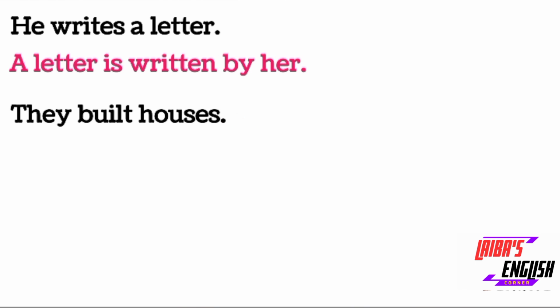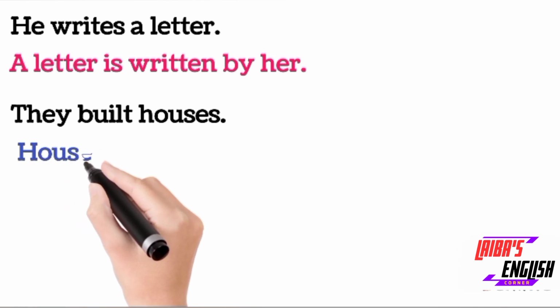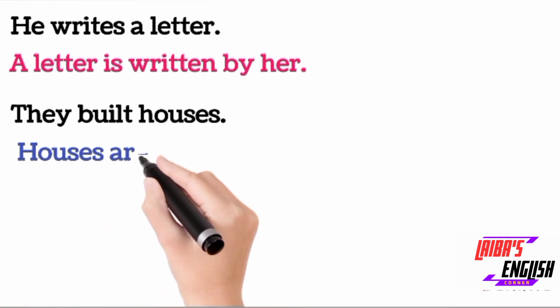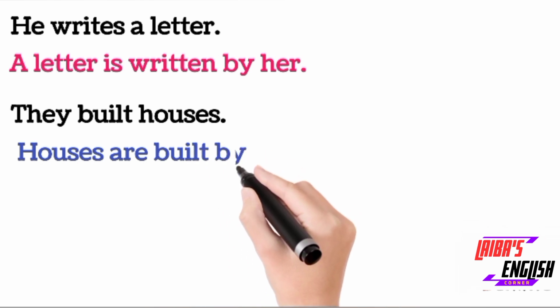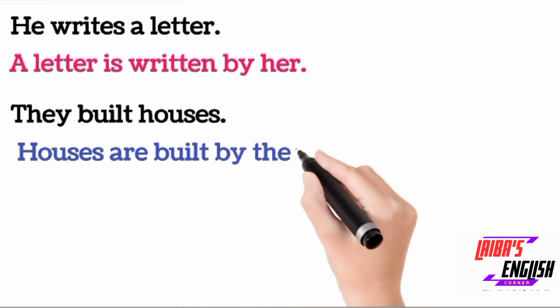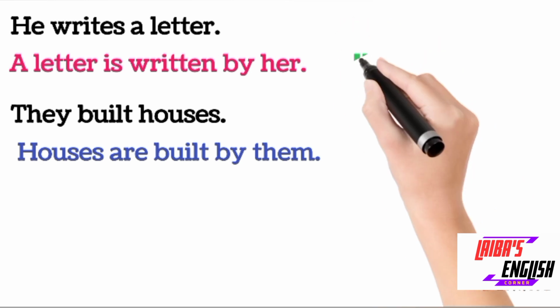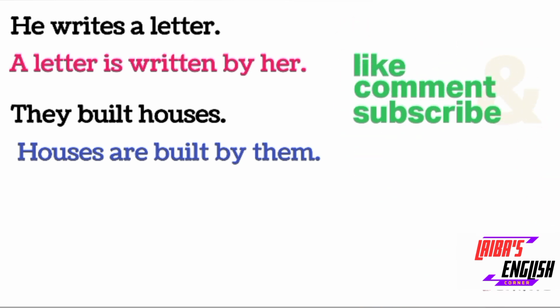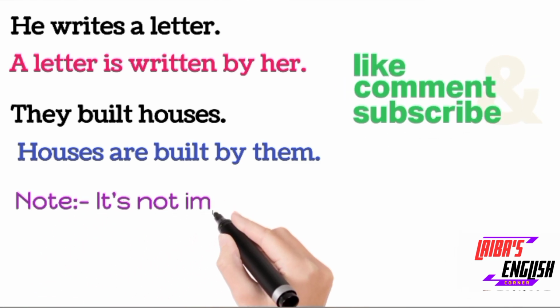Third example is they build houses. So they is the subject, build is the verb, houses is an object. So houses will come in the start and houses is not singular, it is plural. So we will use the helping verb are here. Houses are built, third form, built by them. So this is how we are going to change a simple sentence into the passive voice of simple present tense.